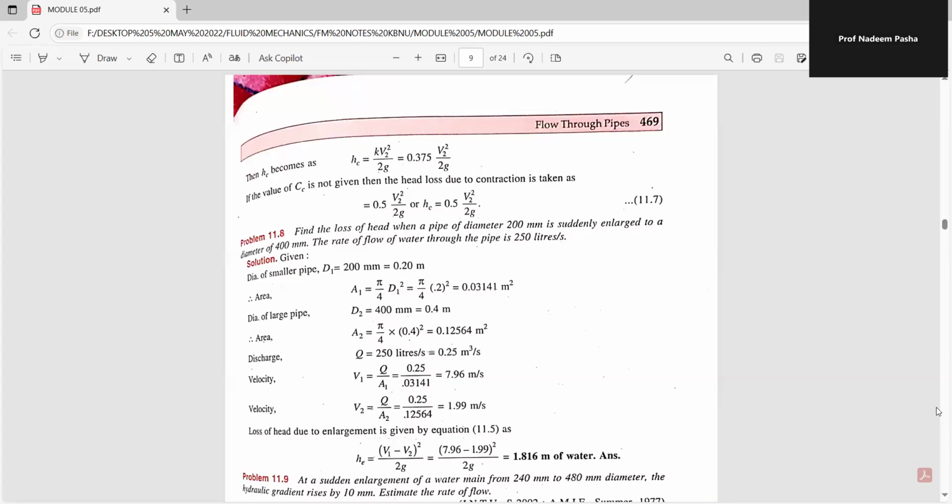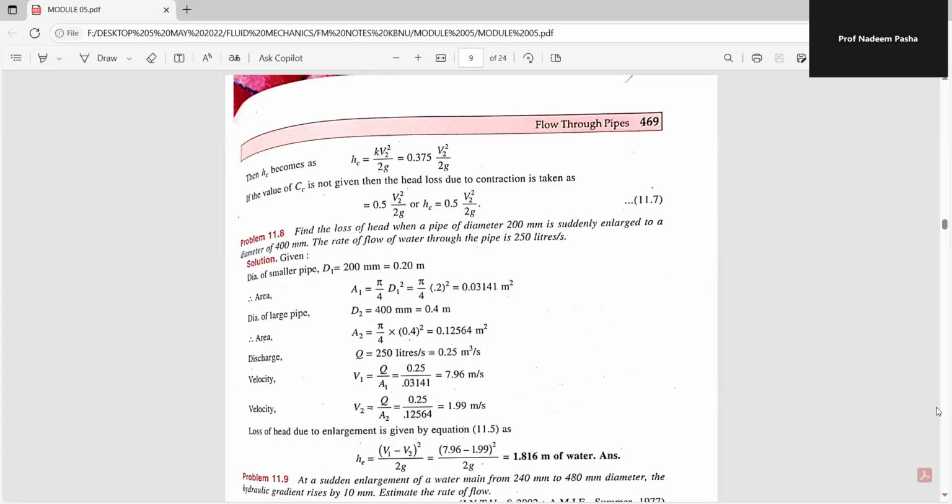Next, discharge Q is equal to 250 liters per second. You convert this into meter cube per second, just divide by 1000, so it comes out to be 0.25 meters cube per second. So your velocity V1 is equal to Q by A1. Q is 0.25, A1 is 0.03141, so it comes out to be 7.96 meters per second. Similarly, V2 is equal to Q by A2. Q is 0.25, divided by A2, 0.12564. It comes out to be 1.99 meter per second.